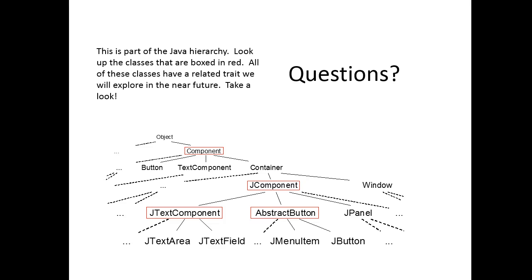And just as an ending thought, this is part of the Java hierarchy. So down here is part of the Java hierarchy. Look at the classes that are boxed in red. All these classes have a related trait we will explore in the near future. Take a look. See if you can figure out what it is.